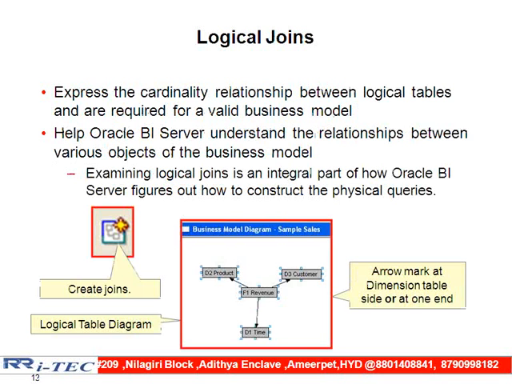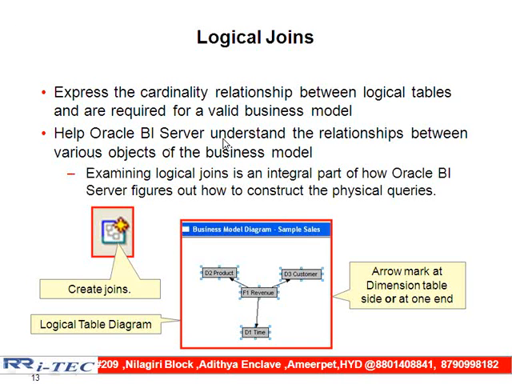Now, next one, logical joins. Yesterday we discussed five solid points about logical joins, and those points will also help you. See here: express the cardinality relationship between logical tables, and are required for a valid business model. So this cardinality cannot be defined in the physical layer. We need to define it where, sir? In the BMM layer only.